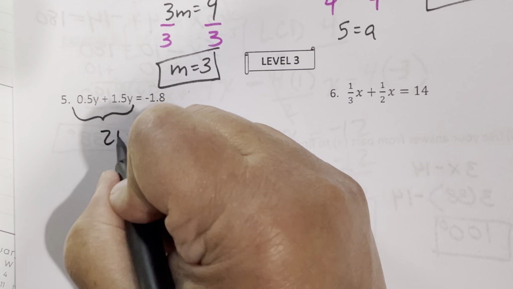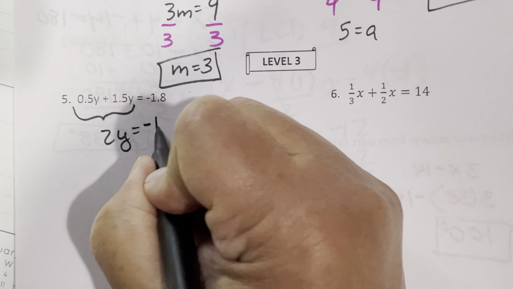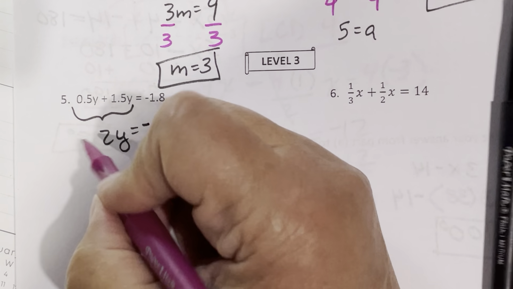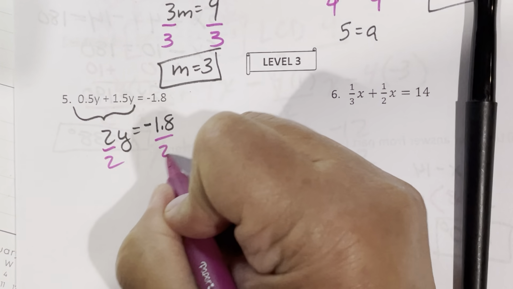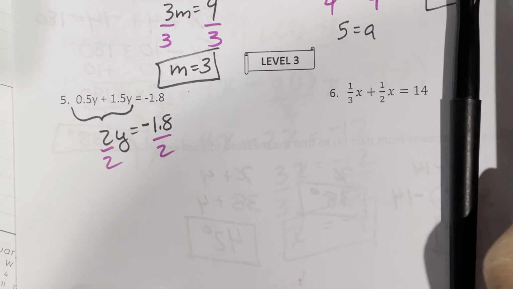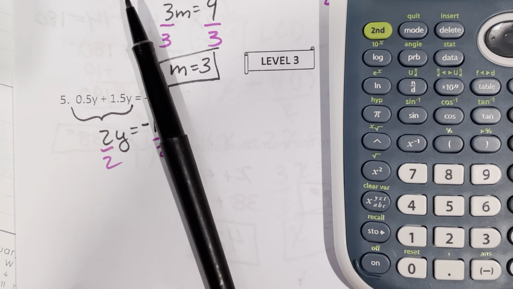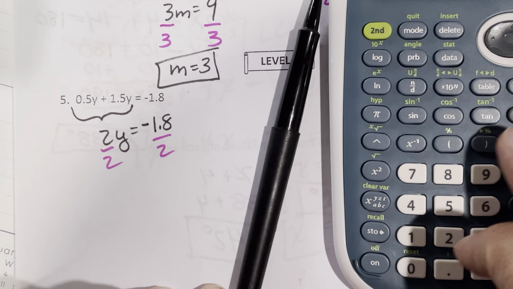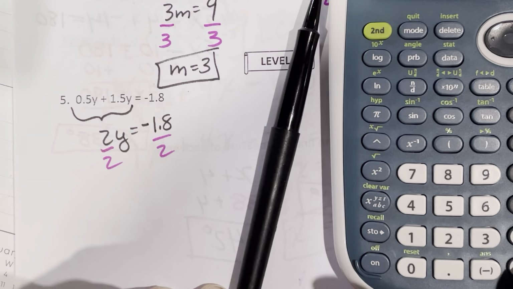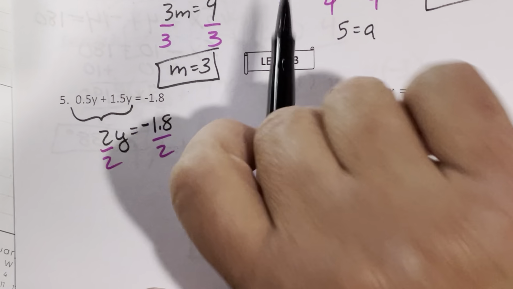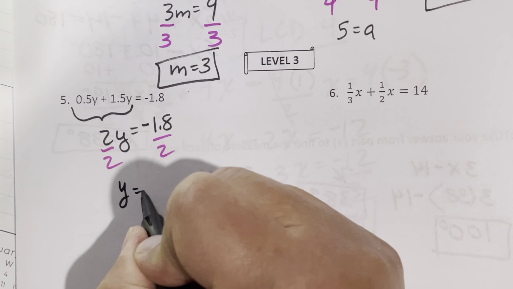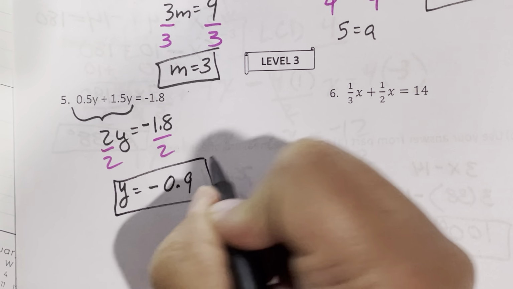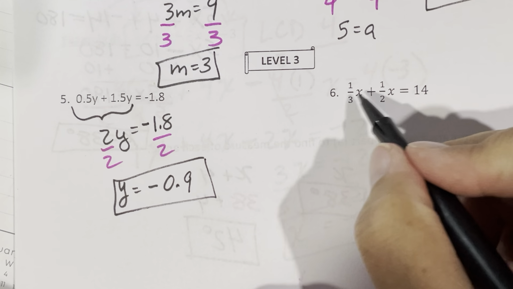So now I have 2y equals negative 1.8. And if you're worried, you still have that calculator, just use it. So let's see, here we go. Negative 1.8 divided by 2 is negative 0.9. So y equals negative 0.9. There we go. Ooh, look at that.